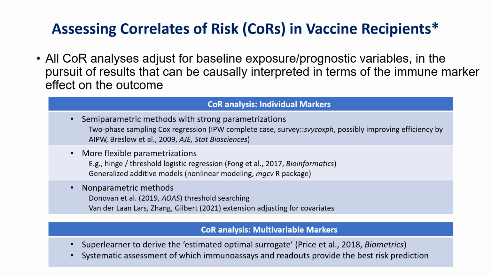And then also when we have a set of markers, I think using a machine learning approach to see how well we can classify vaccinees by the disease outcome, yes or no, or the time to event of that outcome, and looking at different pre-specified sets of markers, then we can learn about which markers are best and how you can combine the markers best to predict outcome.